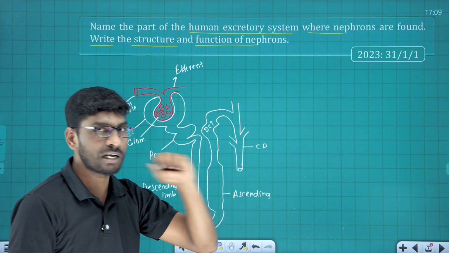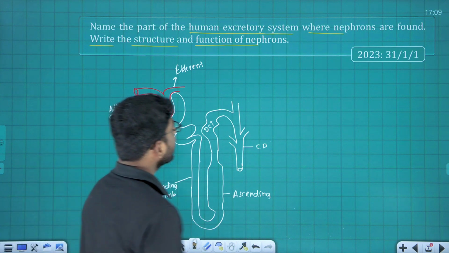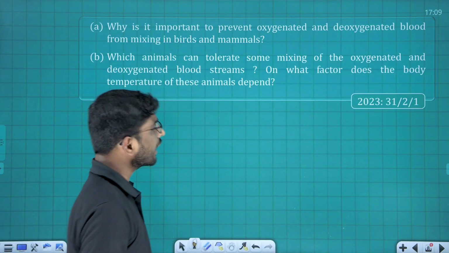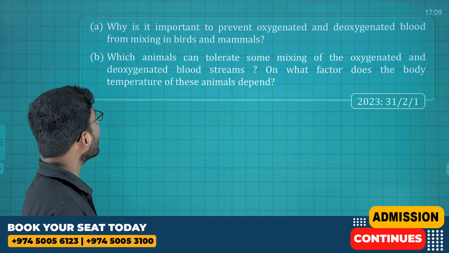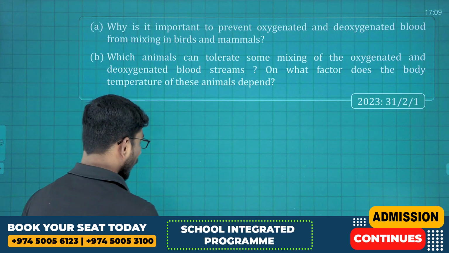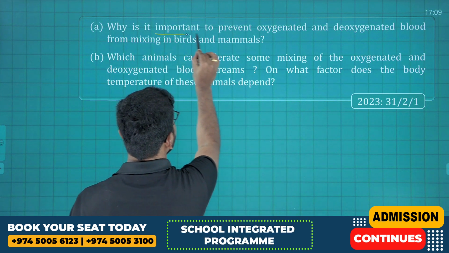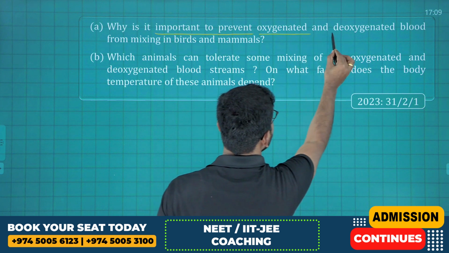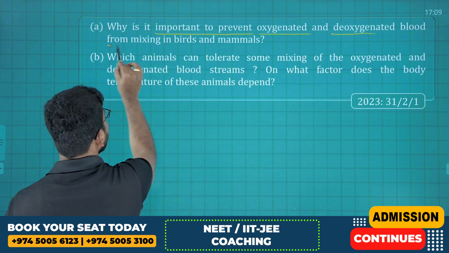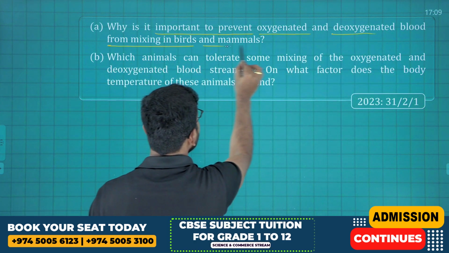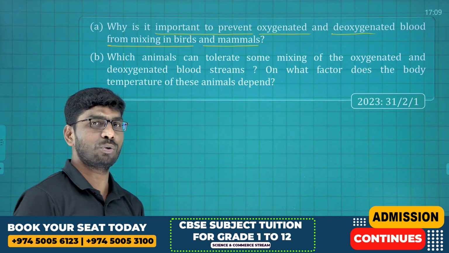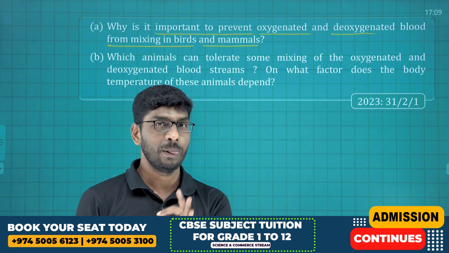Am I clear, students? Shall we go to the next question? Next one. Look at here. Next question, again 2023. Why is it important to prevent oxygenated and deoxygenated blood from mixing in birds and mammals? A 3-mark question. Carefully listen here.